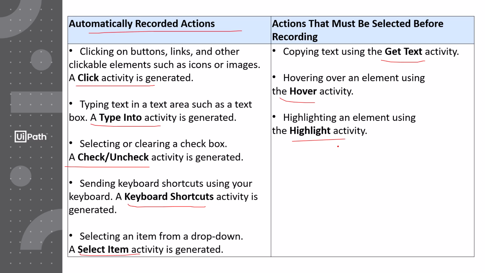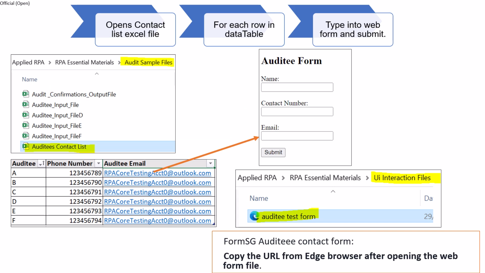So just imagine with me, in this particular use case, these are the three things you want to do. You want to open a contact list Excel file. From there, you want to read each row in the data table. So basically, in an Excel file, there are many rows. You are reading each row using a for loop, and then you key them into a web form, and then you want to submit.